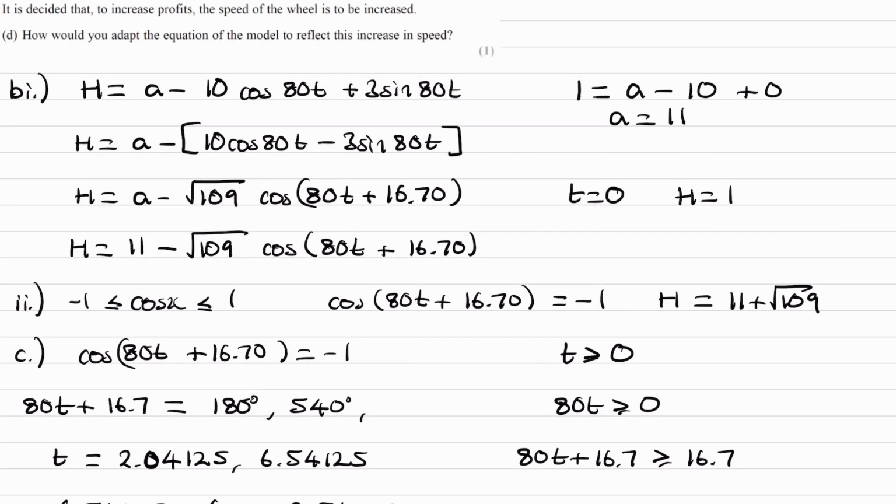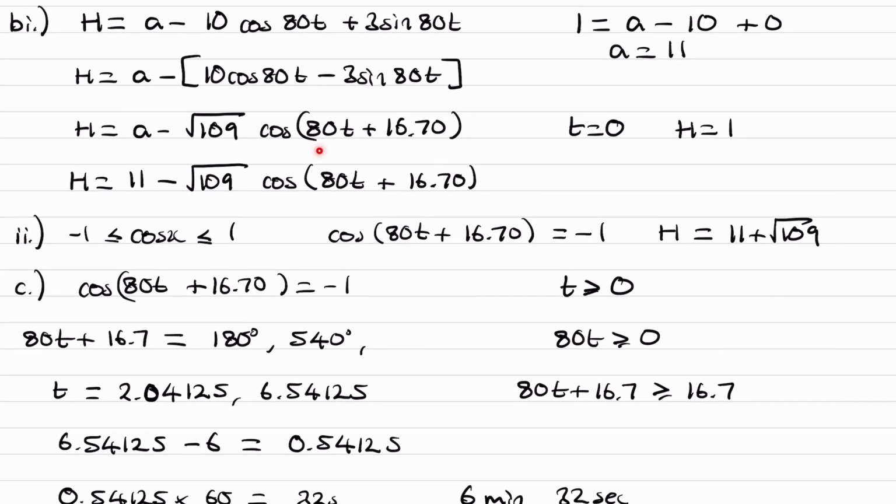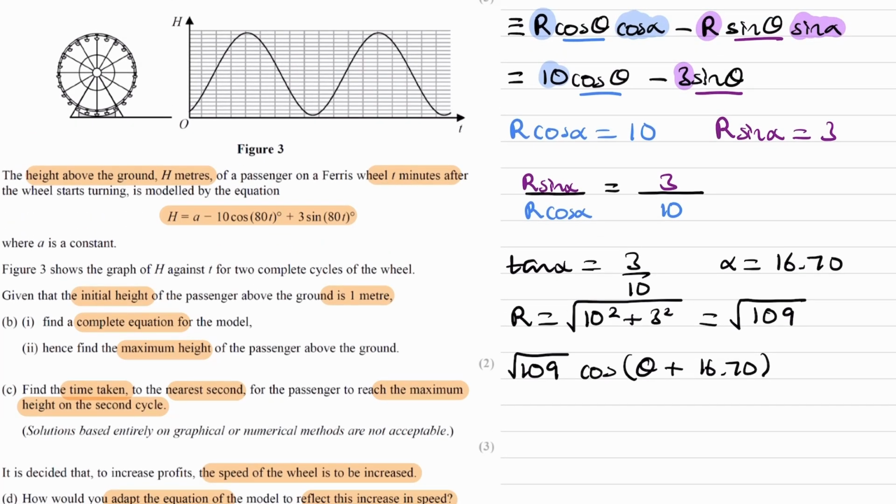It is decided that to increase profits, the speed of the wheel is to be increased. How would you adapt the equation of the model to reflect this increase in speed? Okay, so let's have a look at our equation. Our equation was what we have over here. We want to change this equation in such a way to increase the speed. If we are increasing the speed, then what's happening to the graph is it is squishing horizontally. So it'll end up looking something like this rough sketch, for instance. So same amplitude, it's still going up and down the same height, just faster, so it'll be squished horizontally, the time period will be lower.